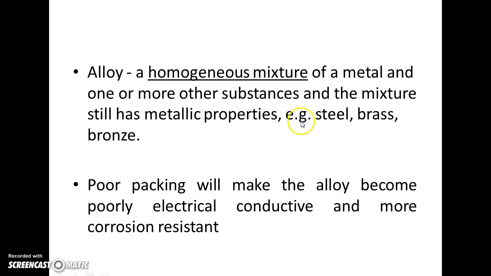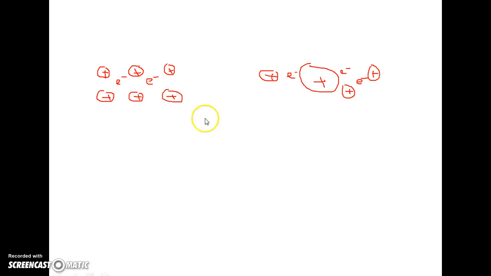For example, steel, brass, that means 金黃銅. Bronze, that means 青銅. Right? You know, if we mix metal of different sizes into the structure, then the packing will not be very uniform. So that will make the alloy become poorly electrical conductive and more corrosion resistant. But let's see a diagram.